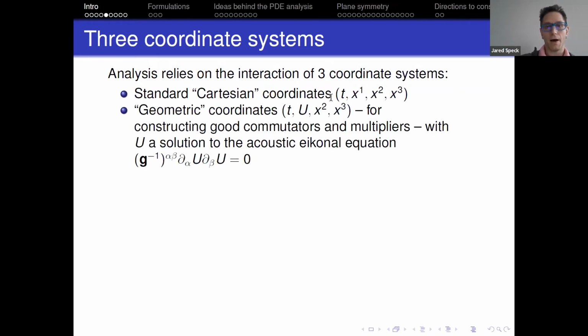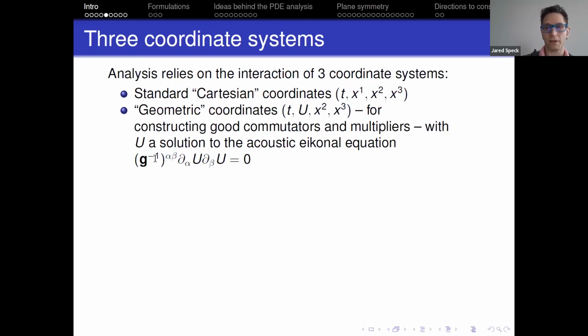Okay. The second coordinate system that we use, we call geometric coordinates. This is not so different from what Christodoulou used in his earlier works on shock formation, and it's exactly the same as what I use with Jonathan in our joint works on shock formation. These are geometric coordinates where all you do is you replace x1 with a solution capital U to the eikonal equation, where this metric G, a Lorentz metric called the acoustical metric, has very little to do with the spacetime metric.